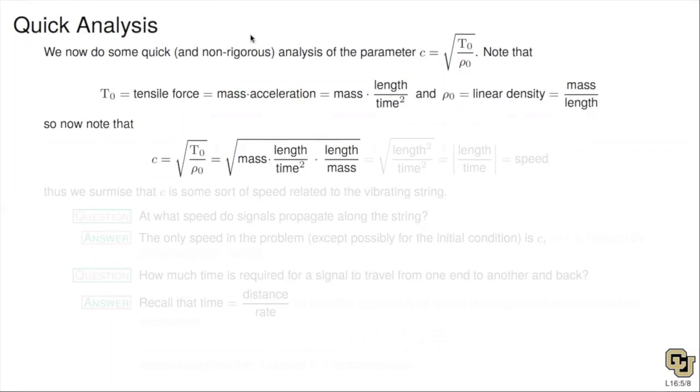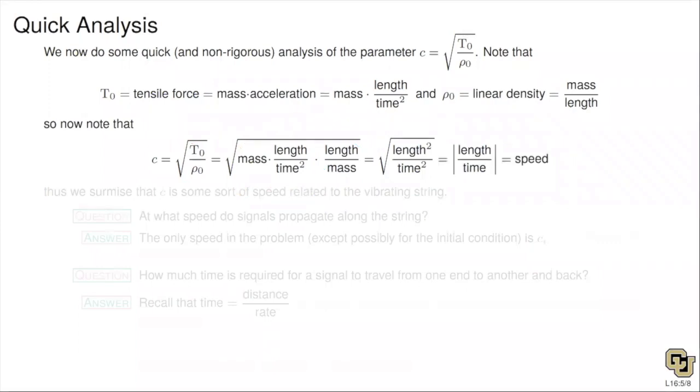T naught, I replace with mass times length per time squared. I'm dividing by rho naught. Rho naught is mass per length. Dividing by mass per length is the same as multiplying by the reciprocal, which is length divided by mass. So what happens now, if you'll notice, is the mass term cancels. I have length times length in the numerator. So I get the positive square root of length squared over time squared.